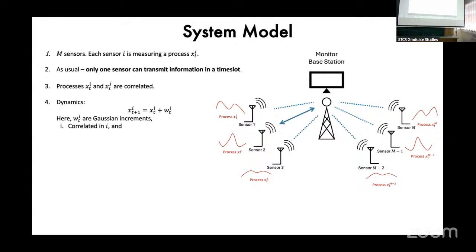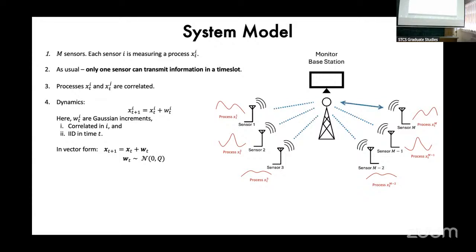But across dimensions i and j, if I write this in a vector equation, x of t plus 1 is x of t plus w of t, where w of t is a multivariate Gaussian with mean 0 and covariance matrix Q. And this covariance matrix Q is non-diagonal. If Q is diagonal, then everything is independent. But if the covariance Q is non-diagonal, then there is correlation between i and j, depending on however you define it.